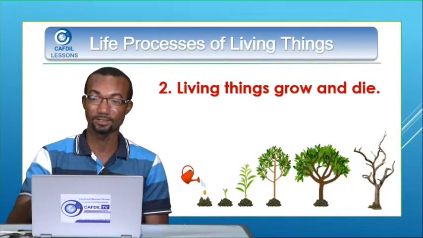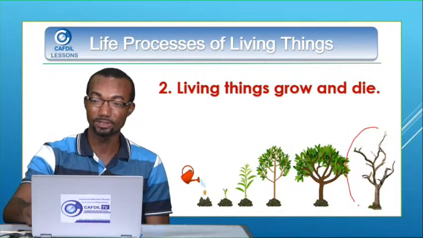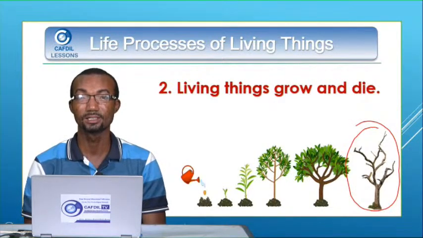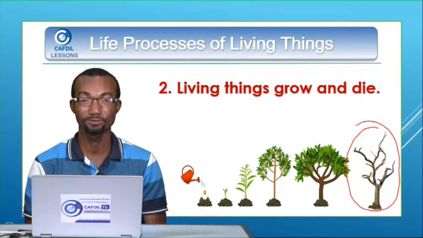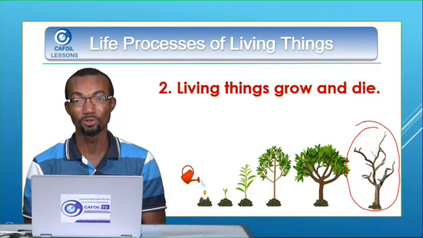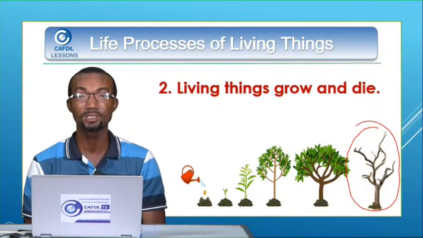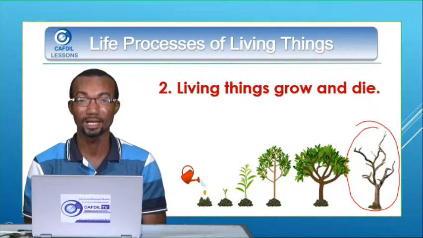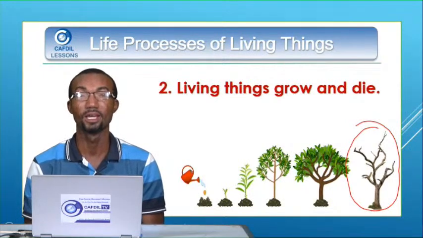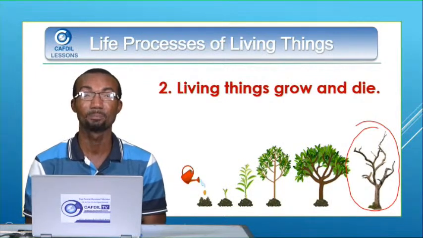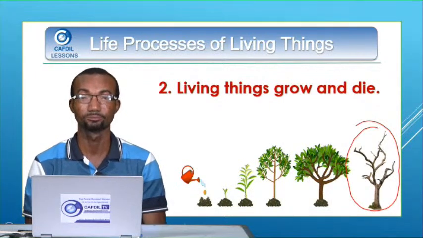and finally the tree dies. If you look at the tree, you see that you don't have any leaves on it. The tree is dead because living things grow and then finally they die. So you start from a seed, grow to a big tree, and finally the tree will die. So living things, both plants and animals, all grow and die, because in our definition we said living things are plants and animals.